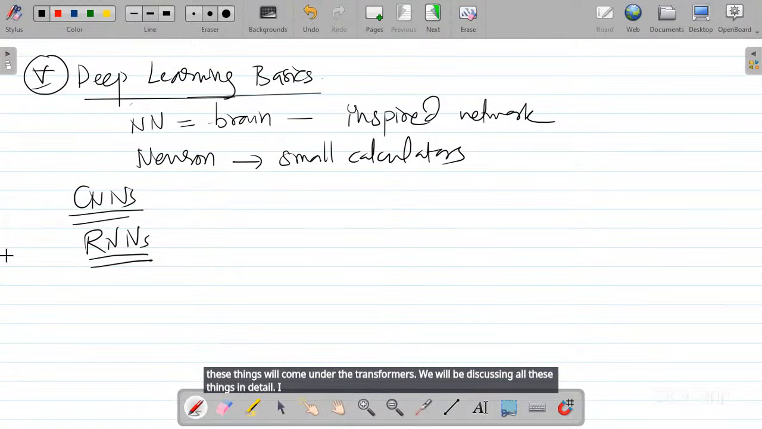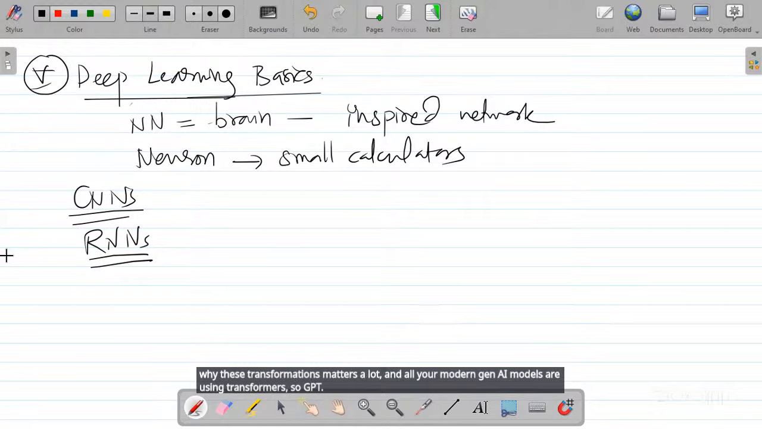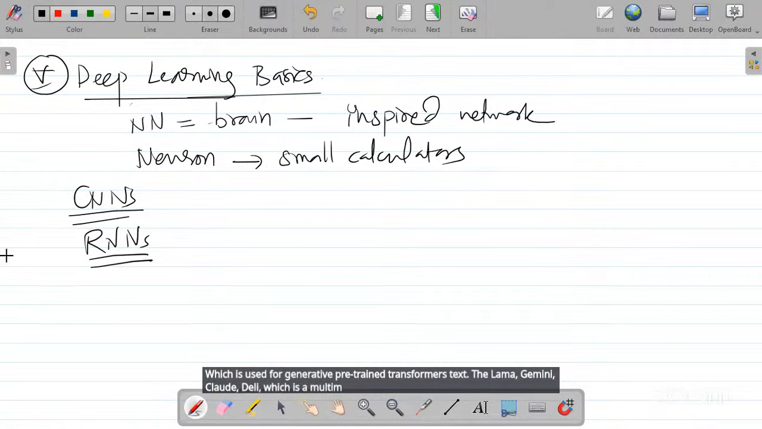I'm just giving you a primary idea why transformers matter a lot, and all your modern GenAI models are using transformers. So GPT, which stands for generative pre-trained transformer for text, then Llama, Gemini, Claude, DALL-E, which is a multimodal system, then Stable Diffusion, all these generative AI models are using transformers, right?